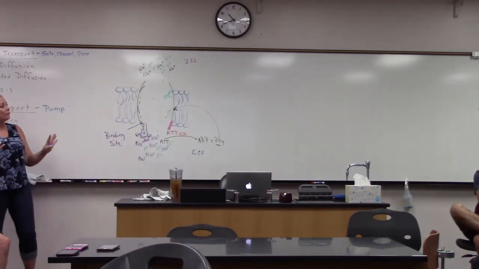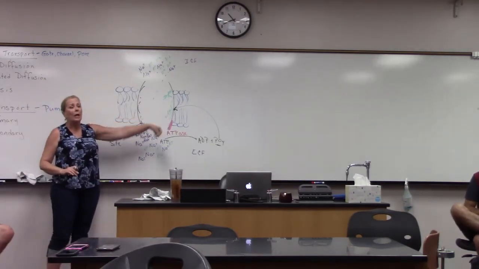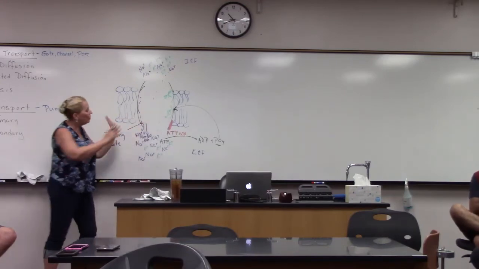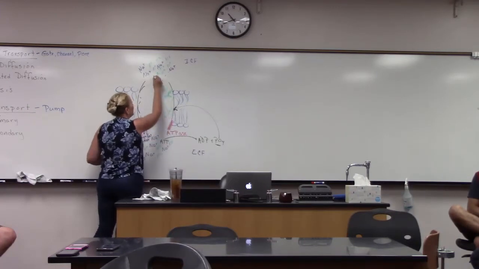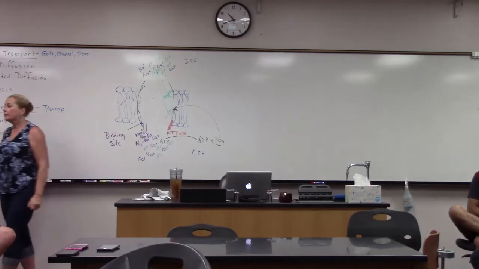Now you don't need another phosphate. You can still use the same phosphate that's already attached. And what the phosphate is going to do is, once these potassium bind, it'll push the potassium in the opposite direction. And again, our potassium are moving from low to high concentration.